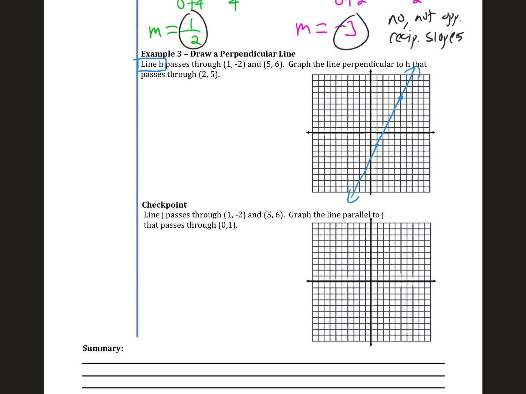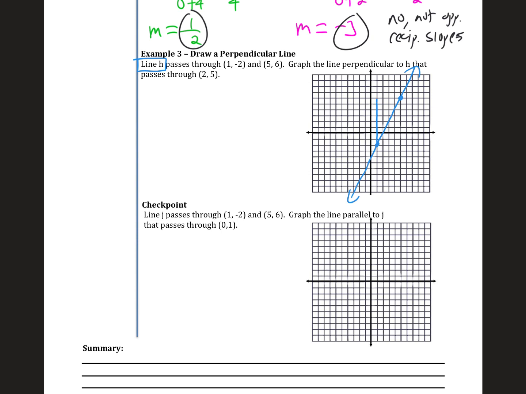We're trying to graph the line perpendicular to H that passes through 2, 5. So the way to do that is to calculate the slope of line H first, because that's going to determine what kind of slope we need for the new line, okay? So let's use rise over run here. We have these 2 points. I'm going to start with this left-hand point and go up until I get level with that point.